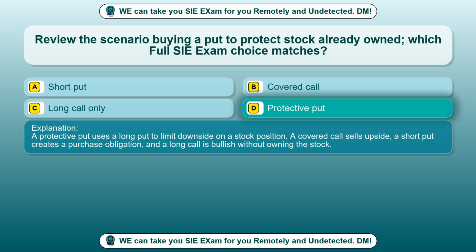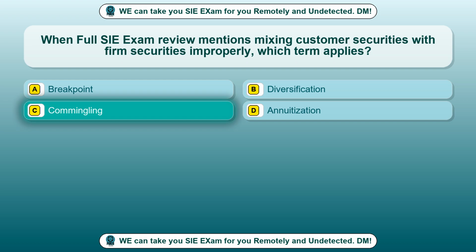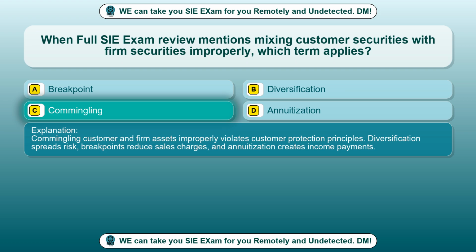Question 68. When full SIE exam review mentions mixing customer securities with firm securities improperly, which term applies? Option A, breakpoint. Option B, diversification. Option C, commingling. Option D, annuitization. The correct answer is option C, commingling. Commingling customer and firm assets improperly violates customer protection principles. Diversification spreads risk, breakpoints reduce sales charges, and annuitization creates income payments.